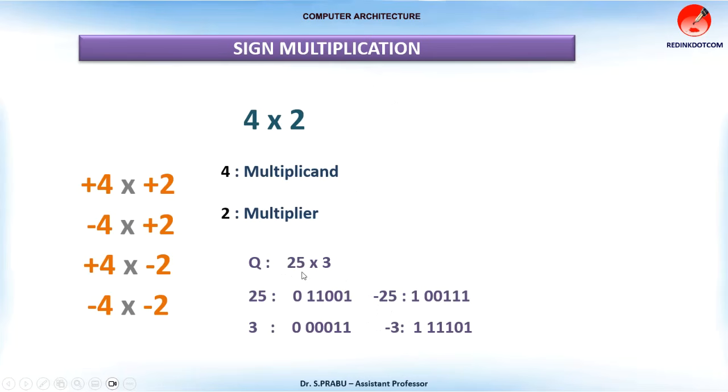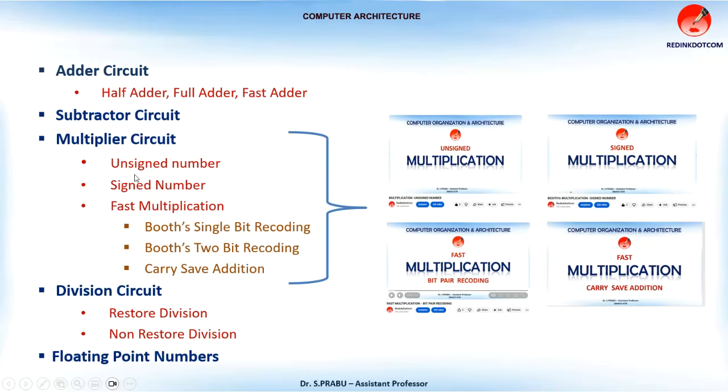Let's take some bigger number. If it is 25, 25 can be represented as a 5-bit number. So I can make this 3 value a 5-bit number, add the sign bit and find the negative numbers. After representing the multiplicand and multiplier values, then you can proceed with the signed multiplication. How to do unsigned number multiplication, signed multiplication and fast multiplication, everything is discussed in separate videos on the reading.com YouTube channel. The link is provided in the description.